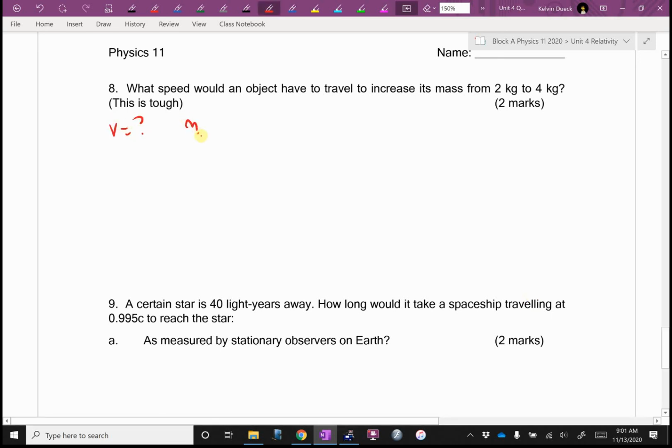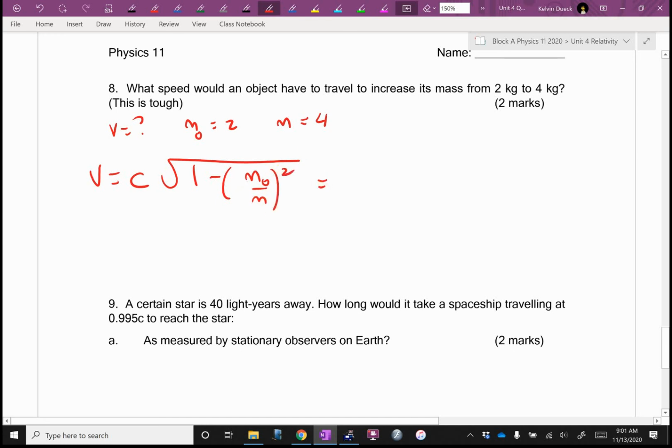I guess m0 is 2 and m is 4. Now, how did I know that? Because I know mass gets bigger as you speed up. So I just used that. V is going to be c times the square root of 1 minus, is it m0 over m all squared? I think I'm going from memory here.